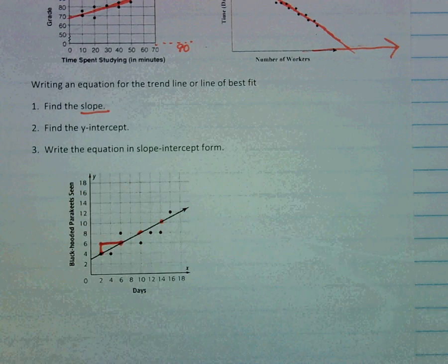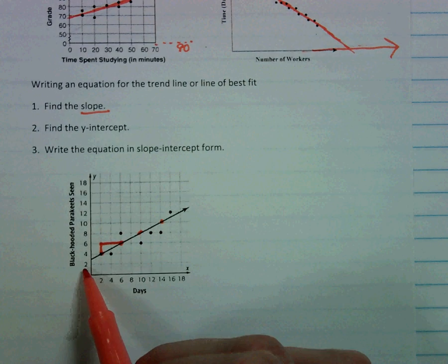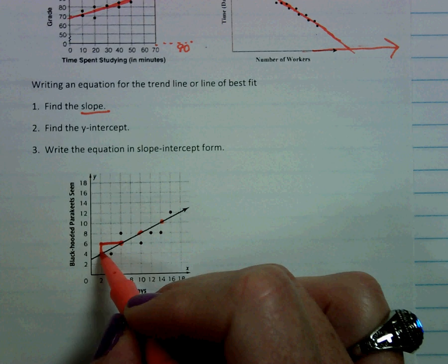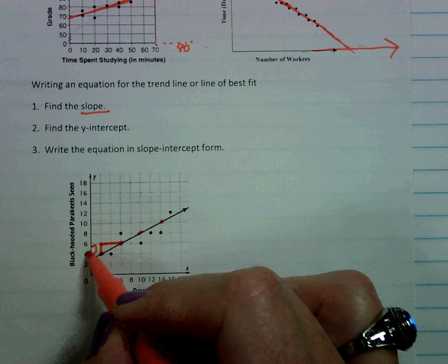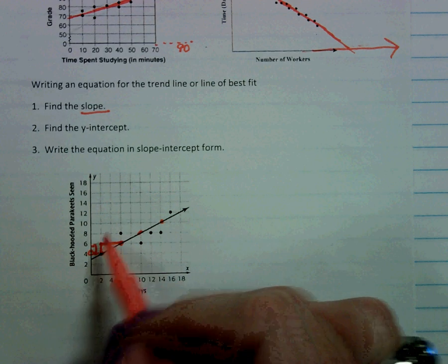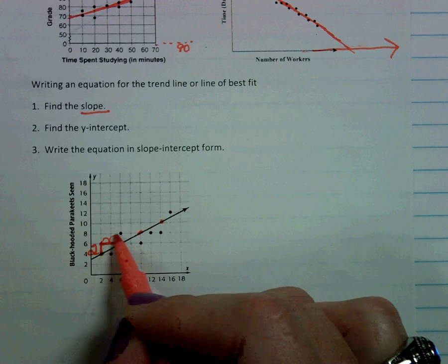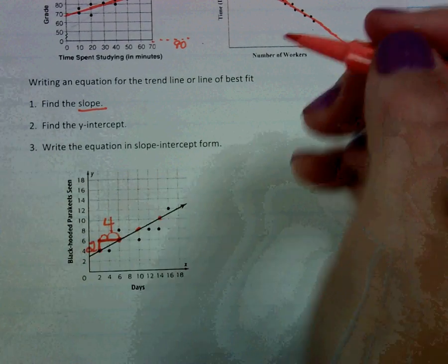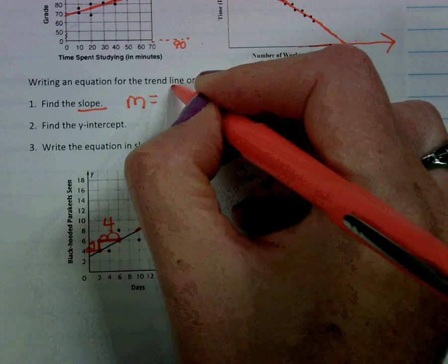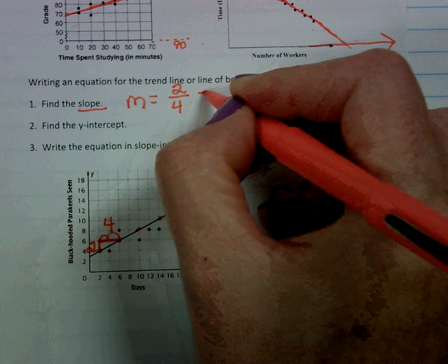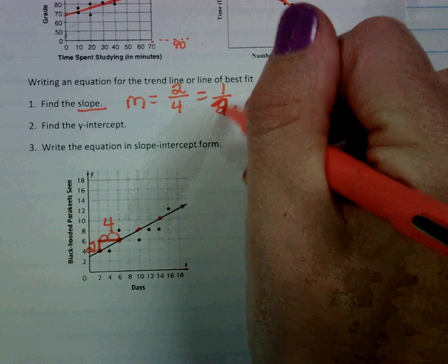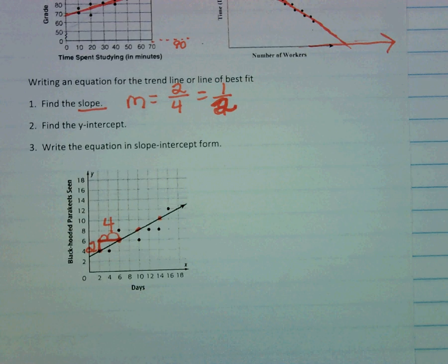Now one thing you need to pay attention to is, do you see that your scale is counting by 2s? So here, this looks like a rise of 1, but it's actually a rise of 2. And the x-axis is also counting by 2. So this is actually 2, 4. When we write our slope, we write height over base, or rise over run. So it's 2 over 4, or 1/2. This is a positive slope, and so it's positive 1/2.